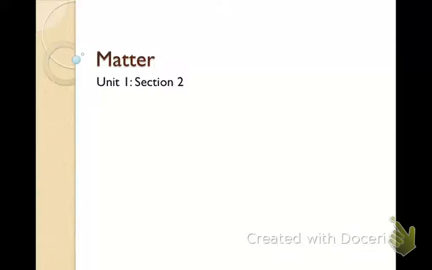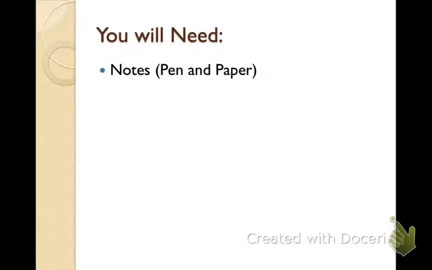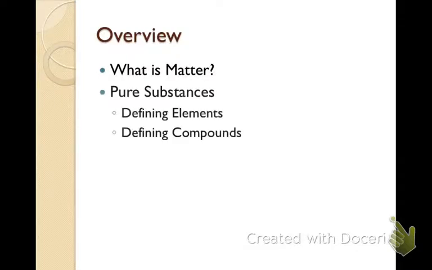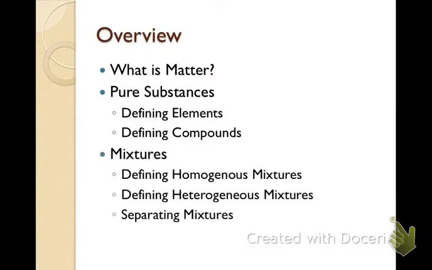Everyone, we're starting off Unit 1, Section 2 with matter. So you'll need for today notes, which are just pen and paper. So here's an overview. We're going to talk about what matter actually is and what it isn't, and the two different types of matter. There are pure substances, which are elements and compounds, and mixtures, which are homogeneous mixtures and heterogeneous mixtures. We'll also have a separate video on separating those mixtures.